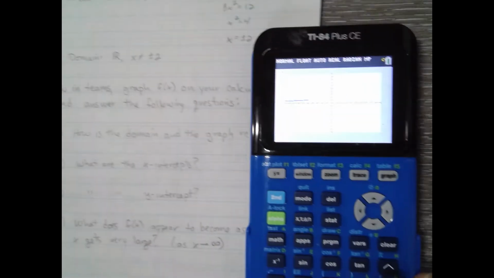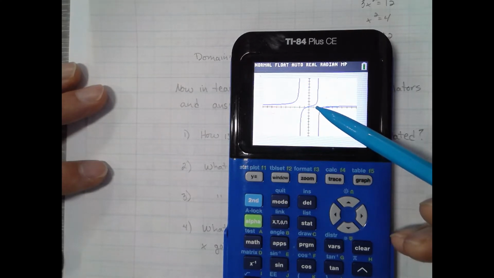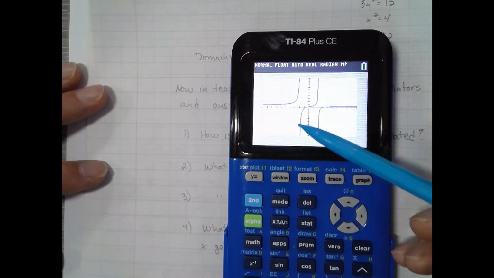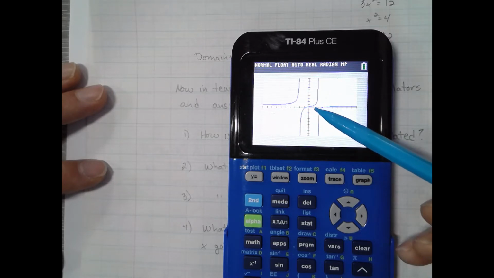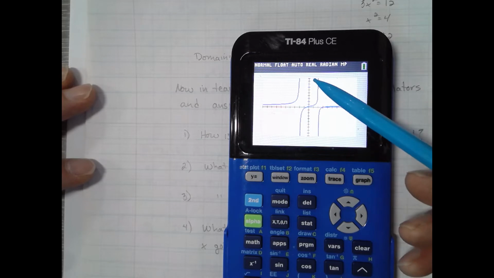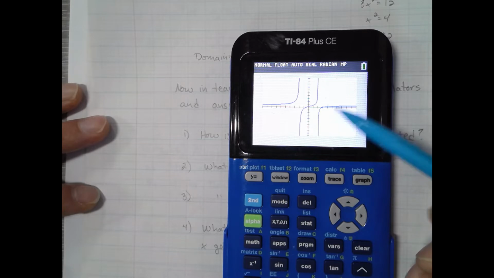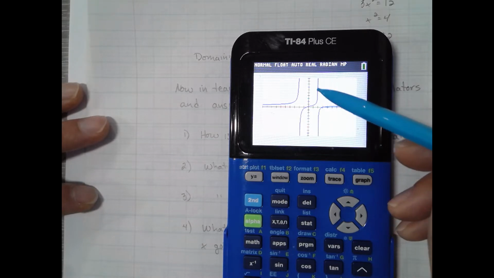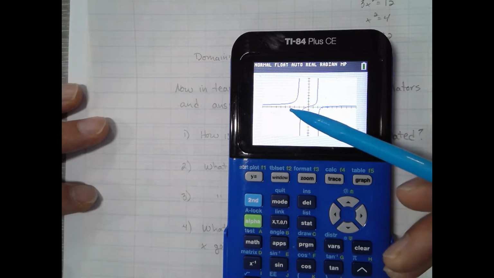Alright, so the first question is, how is the domain in the graph related? We know at 2 and negative 2 it's not a part of the domain. Right here is 2, and you can see that the graph is going up like this, and then it jumps way down to here. So there's a jump in the graph. It jumps from way up high all the way down low. And that's called a vertical asymptote. A vertical asymptote is a line, oftentimes dotted, that the graph will approach from either the left or the right. Another vertical asymptote appears at x equals negative 2.